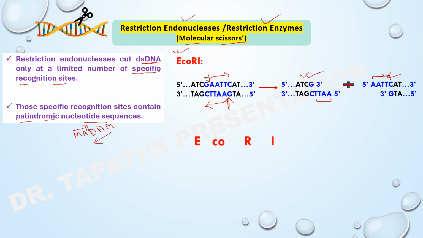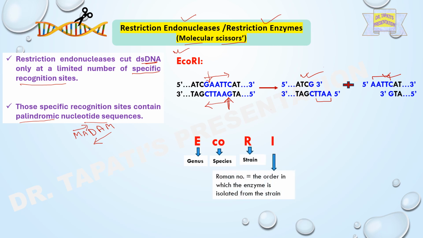Now see where the name EcoRI is coming from. E is the genus and co is the species. This enzyme is obtained from E. coli. So E means Escherichia, which is the genus. Co means coli, which is the species. So it is obtained from E. coli, R strain, and I is a Roman numeral. It is the Roman number for the order in which the enzyme was isolated from the strain.